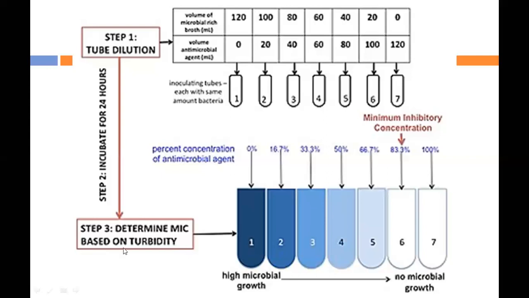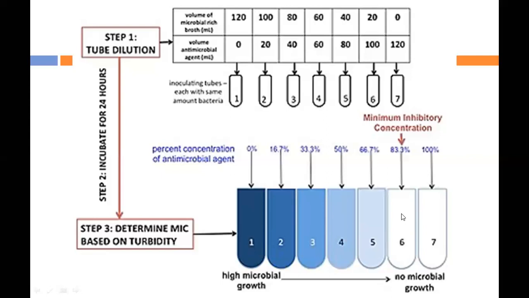So the results, as you can see in step 3, they have given shadings of blue color. Test tube number 1 shows the darkest shade of blue color, which means highest microbial growth. As the color fades, the growth is lesser and lesser. The growth is going on decreasing, which is obvious as we are increasing the amount of antimicrobial agent. Test tube numbers 6 and 7 are completely white in color. So in test tube number 6, at this concentration, there is no growth at all.